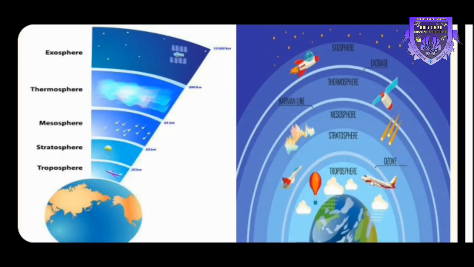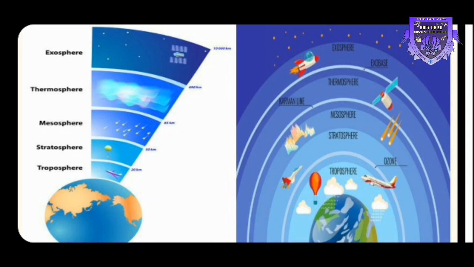Next, mesosphere. The layer above the stratosphere is called the mesosphere. It is the coldest layer of the atmosphere, about minus 130 degrees Fahrenheit. It is the part where most meteors burn out. Sounding rockets may go up to it.